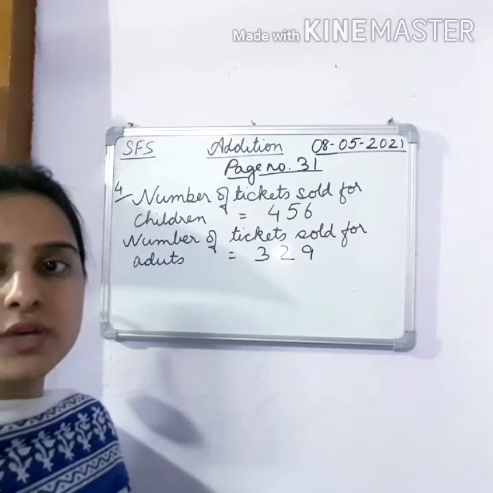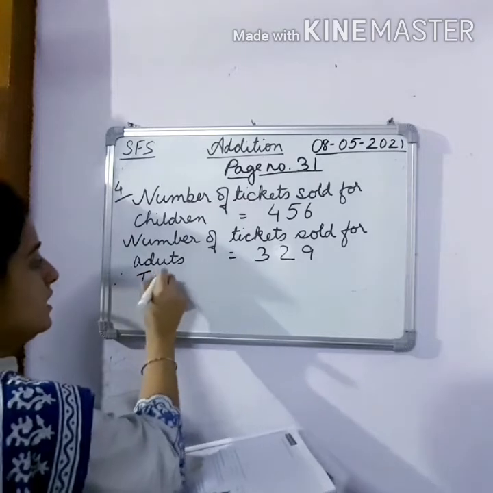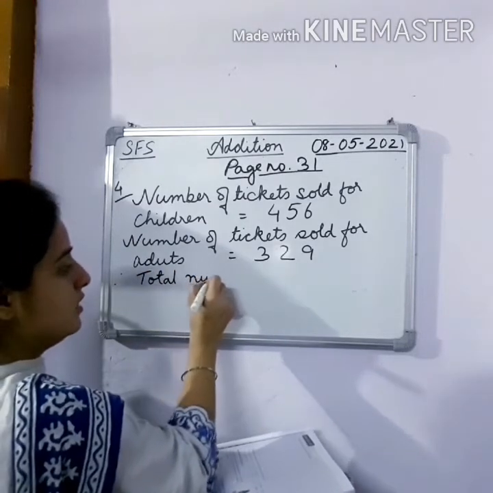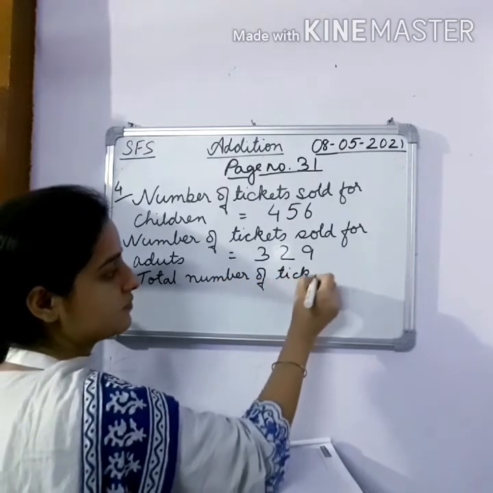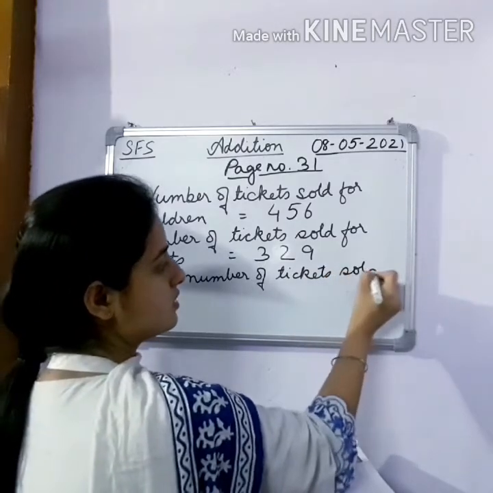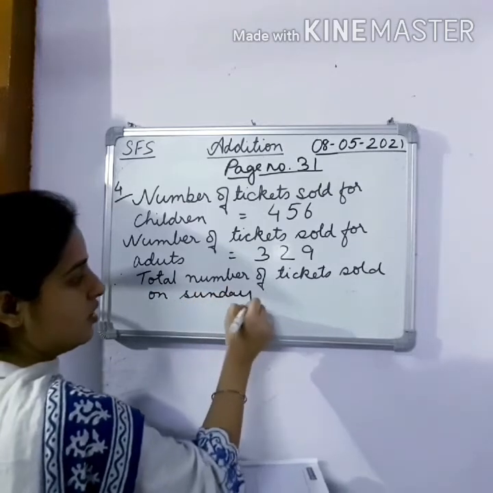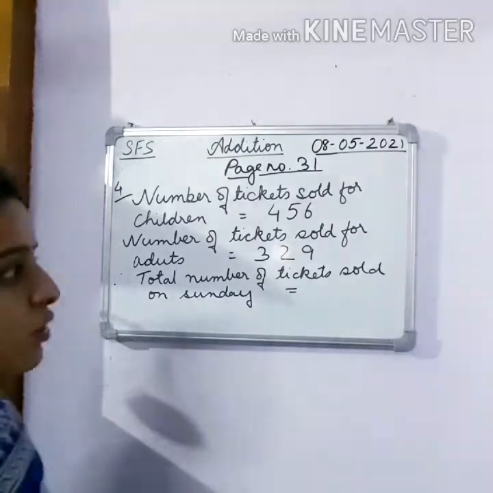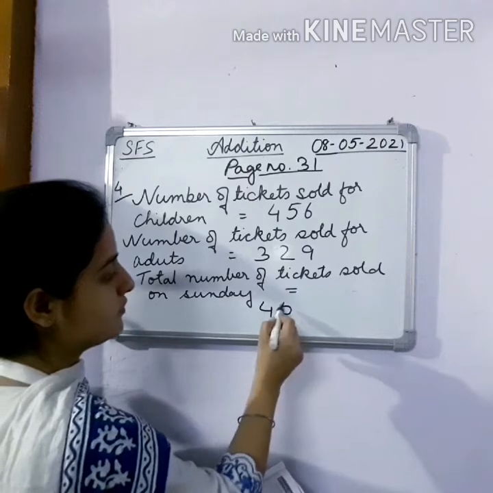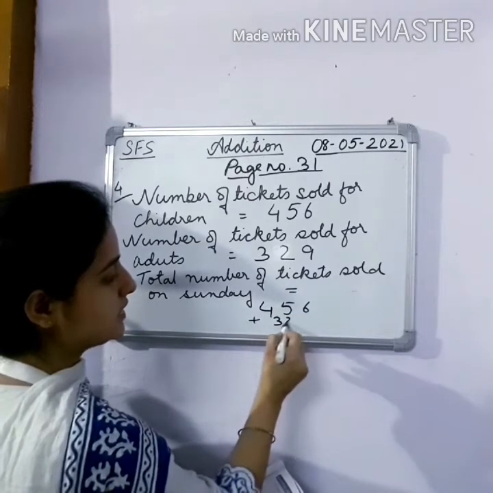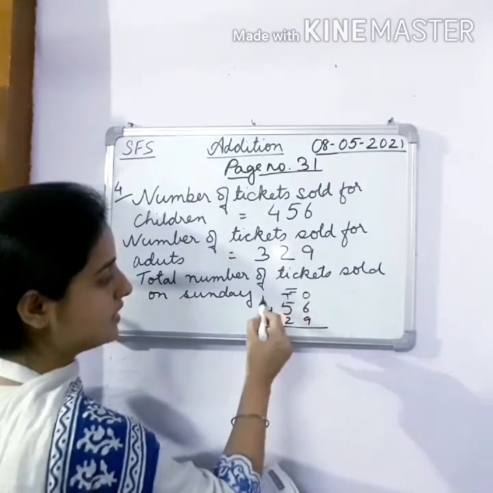So what are we going to do? We are going to do addition, right? So we'll write, therefore, total number of tickets sold on Sunday. So children, first you show the addition. You can do the addition here. 456 plus 329. So what answer do you get? Don't forget to write your ones, tens, hundreds.